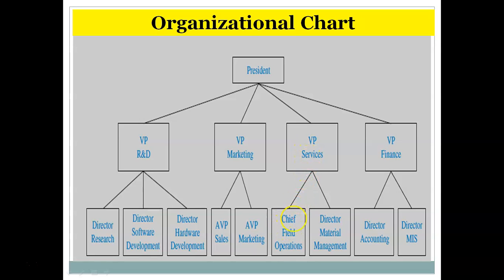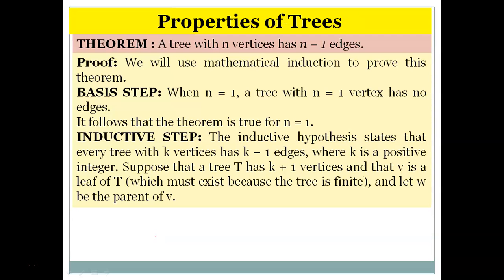Vice president services means chief field operations. Then director material management, and vice president finance is related to director accounting and director MIS. MIS means management information system. So an organizational chart can be put in the form of a tree. The boxes represent the vertices and the edges represent the relationship between two vertices. Obviously this is at the higher level, this is at the lower level, then these are at a further lower level but are at equal positions.